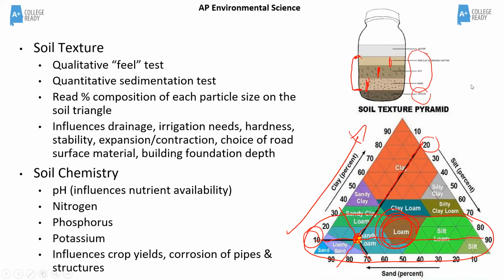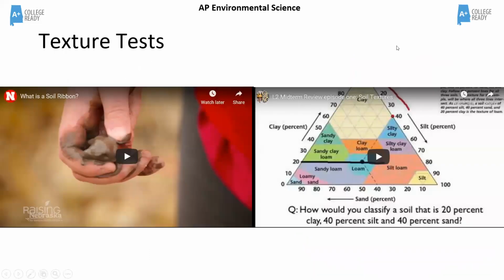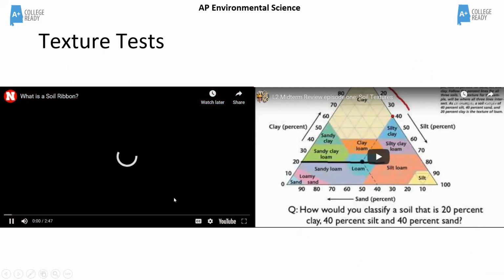So I've got a couple of quick little videos. You probably won't watch them all. You can see them if you want to by pulling up the actual notes file, but this is just showing you how we do a soil texture test by feel. That's that qualitative test. And on the right, just another example of how to read the soil triangle. So I'll probably just show this.